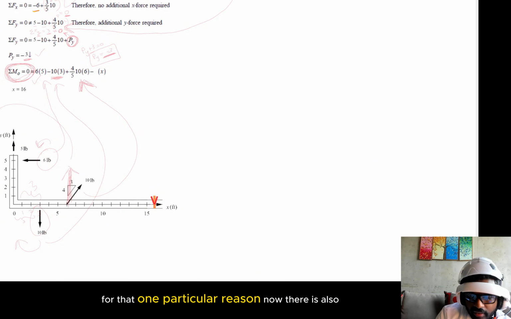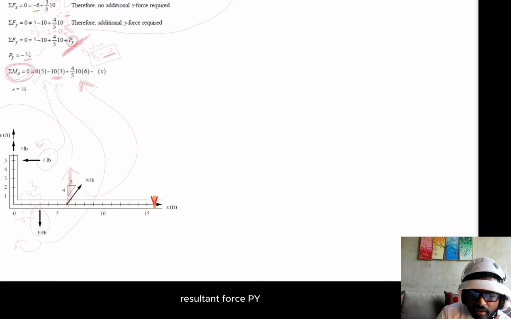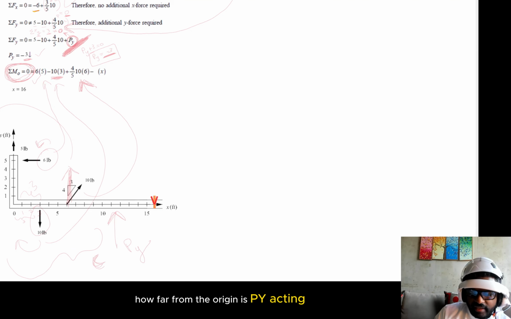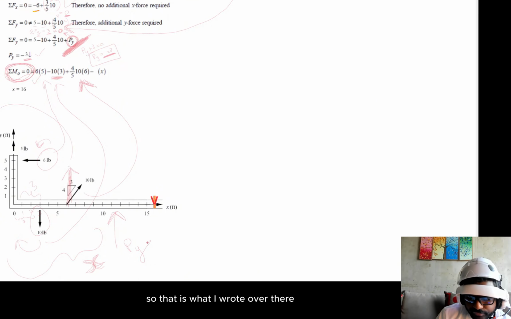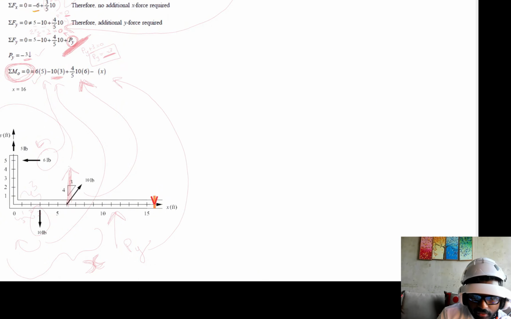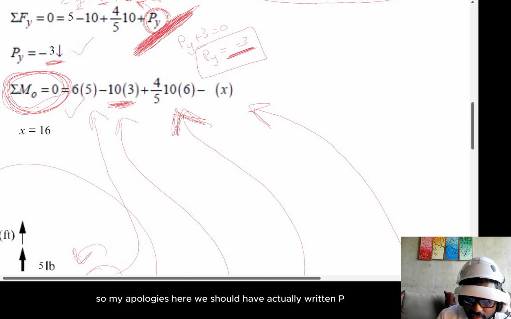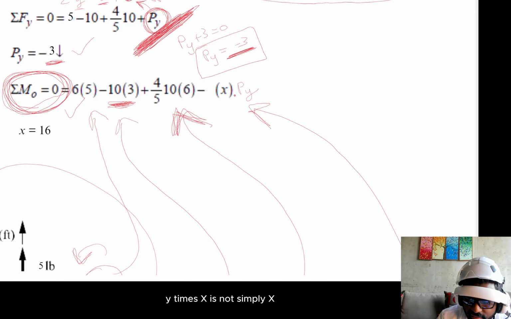Now there is also a resultant force Py, which is acting somewhere on this particular L bar. And Py, we all know, is in the y direction only. This location is the unknown x. How far from the origin is Py acting? That is x. This is what we're trying to find right now. So that is what I wrote over there. My apologies, here we should have actually written Py times x. It's not simply x, it's Py times x.